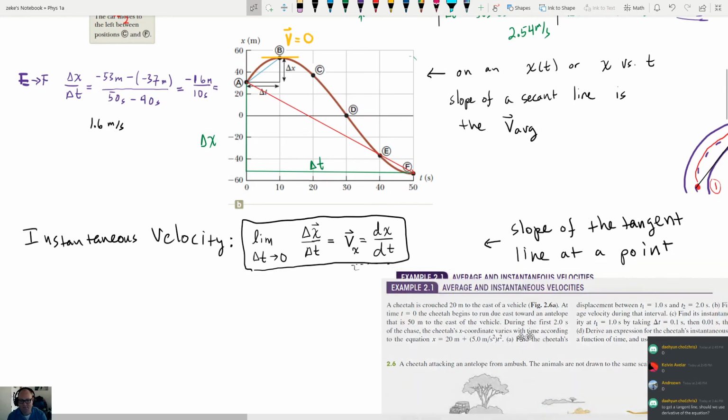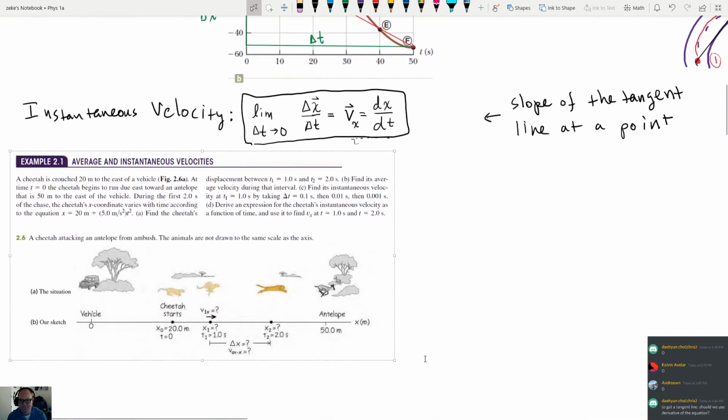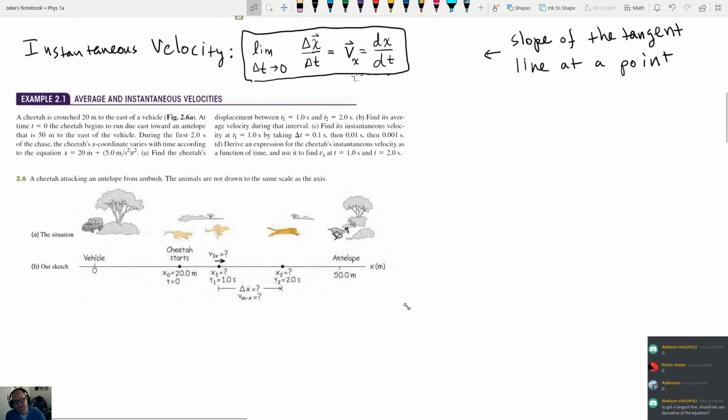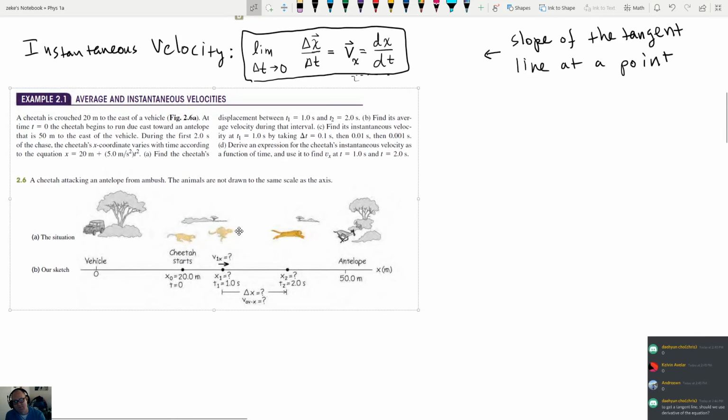It's 249. So let's kind of read this problem and set it up. Maybe we can do this in 10 minutes. It's not super hard, but it's kind of long.